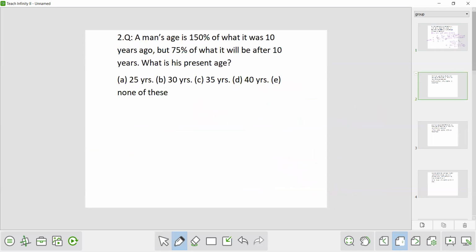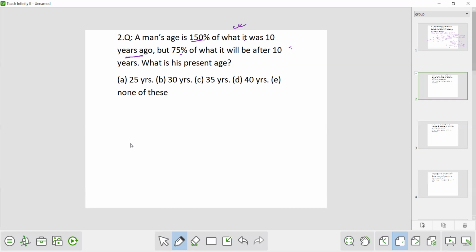Okay, question number 2. A man's age is 150% of what it was 10 years ago, but 75% of what it will be after 10 years. What is his present age? Options are given. So the relation between the present age and 10 years ago, and the relation between the present age and 10 years after, is given. So using one of the relations, you can find this solution.